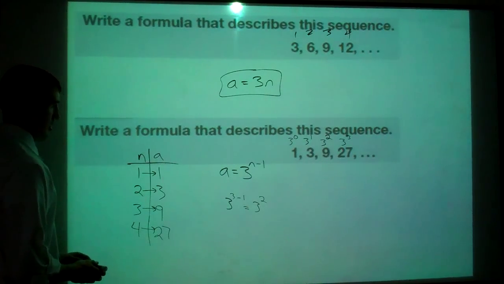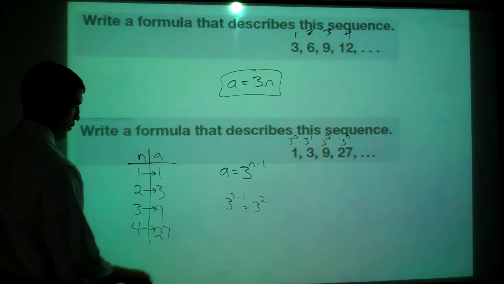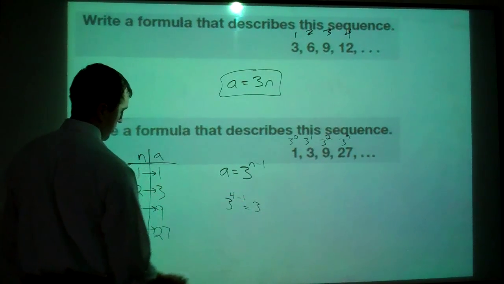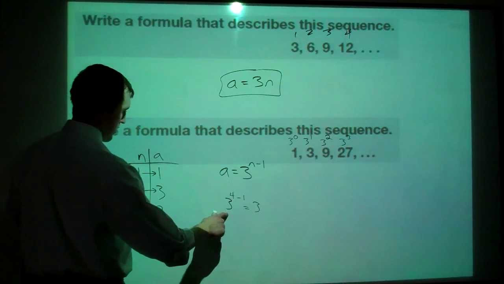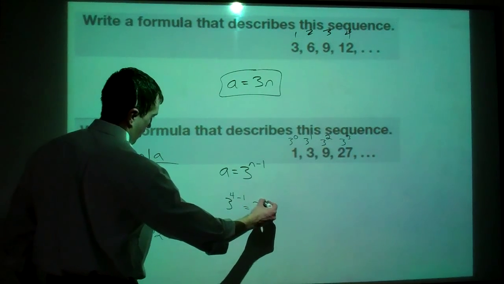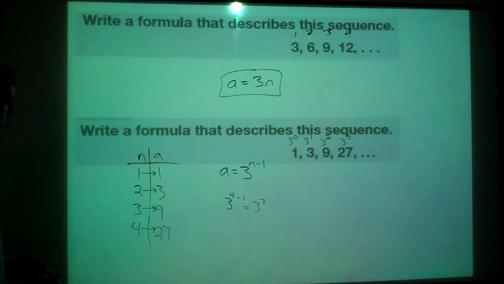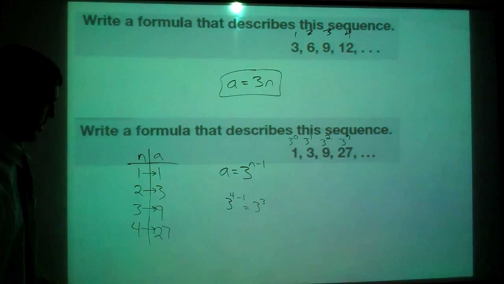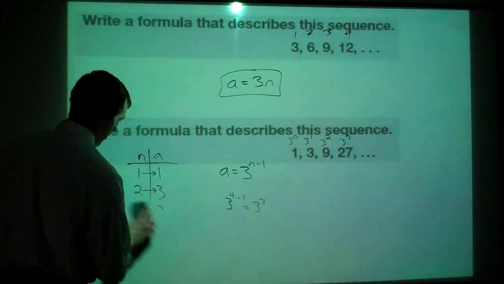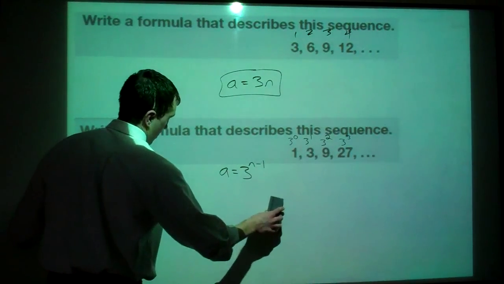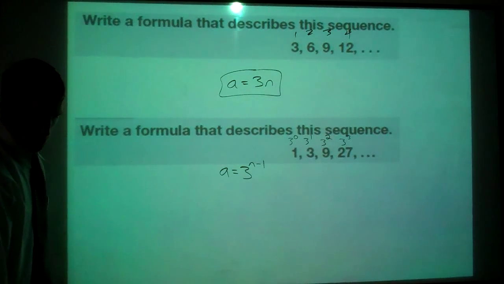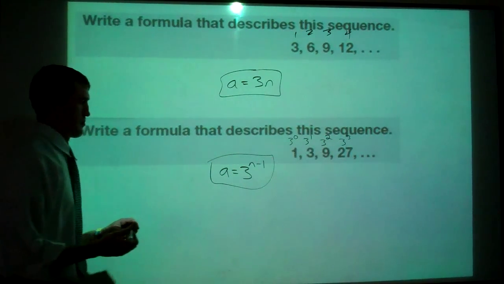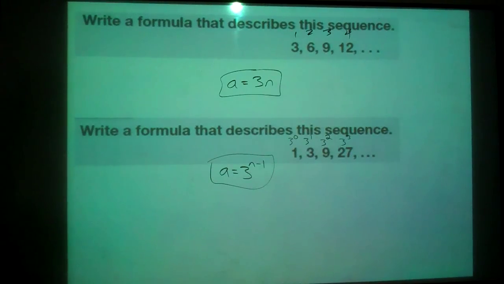Good. Okay? So if we put 4 in, we get 3 to the 4 minus 1 for our term. 4 minus 1 is 3, and that would be 3 to the third power, or 27, and it would work out. So geometric sequences, when we are finding an equation, it works out that we need something in our exponent that relates to the input.